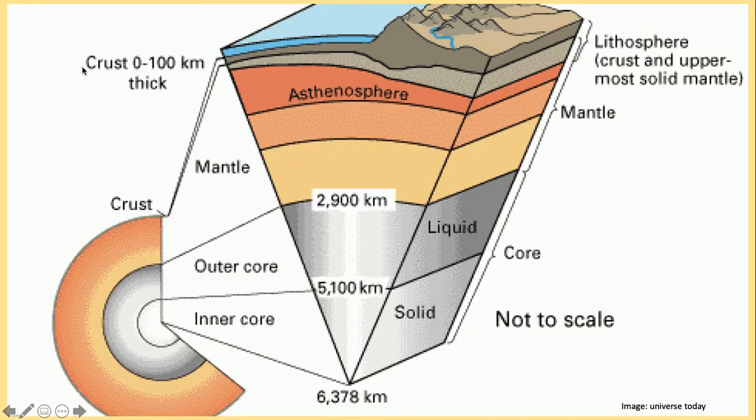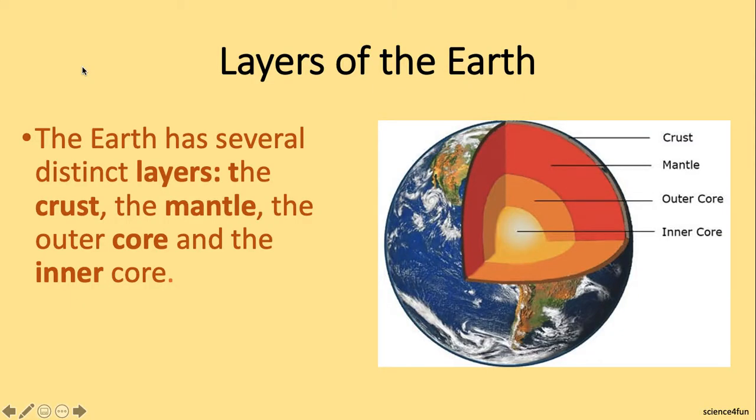This set of notes is all about the different layers of the Earth's interior. Crust on the outside. Underneath the crust is the mantle, which you can divide up into different sections, and then the core, which is divided into the outer core and the inner core. Layers of the Earth. The Earth has several distinct layers: the crust, the mantle, the outer core, and the inner core.